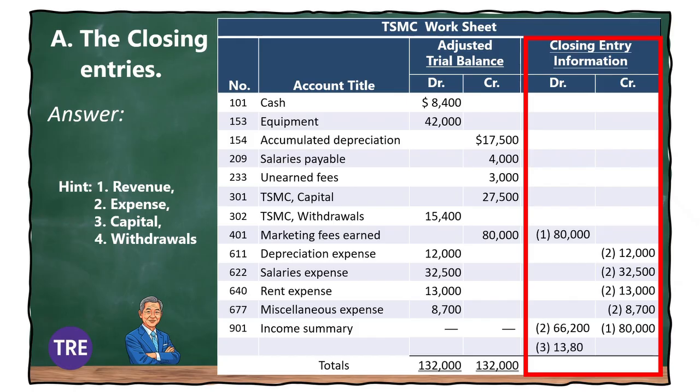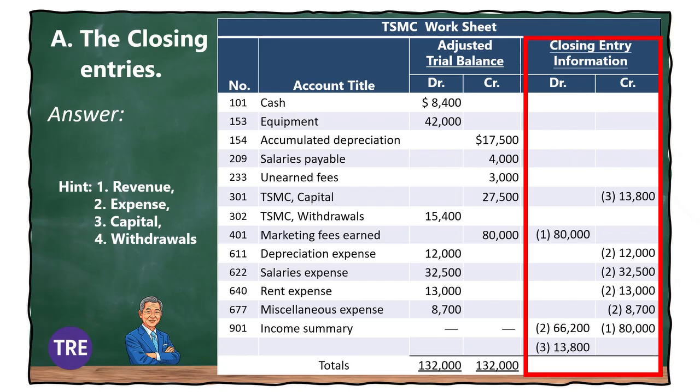The third step is to close the income summary into capital. The difference between revenue and expenses is net income of $13,800. We debit income summary and credit TSMC capital for that amount.